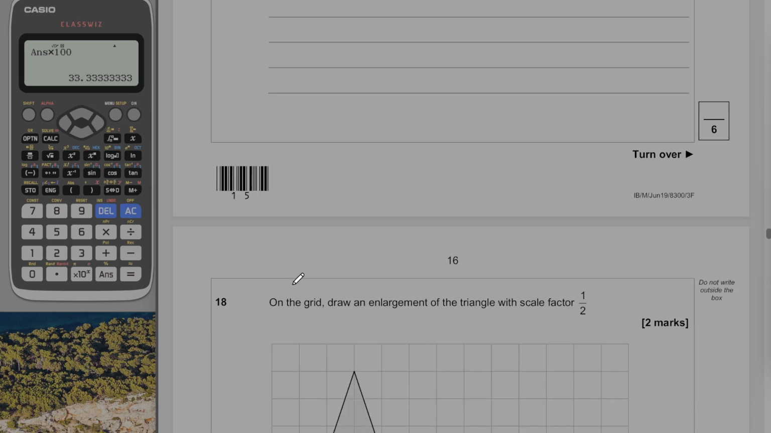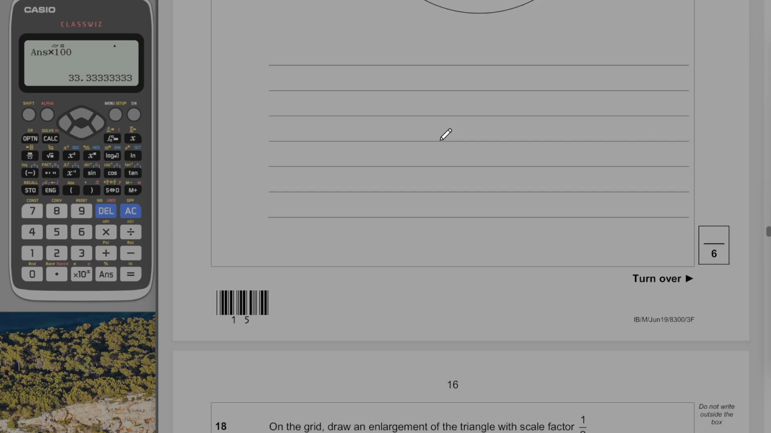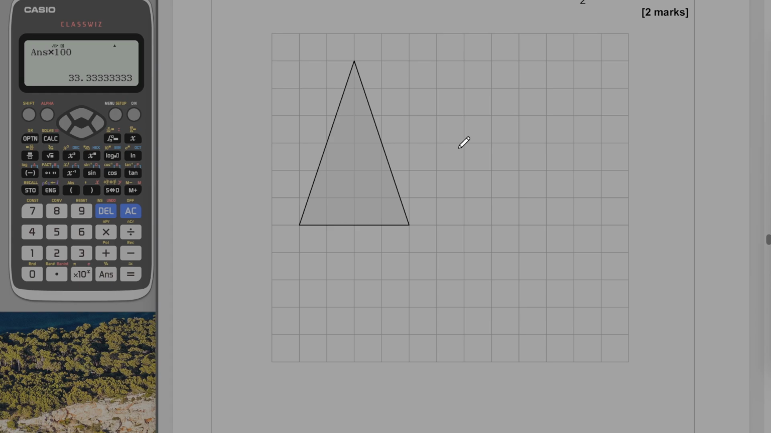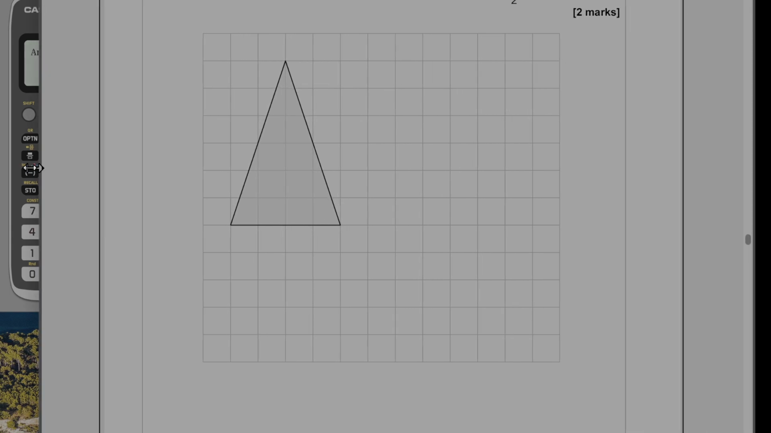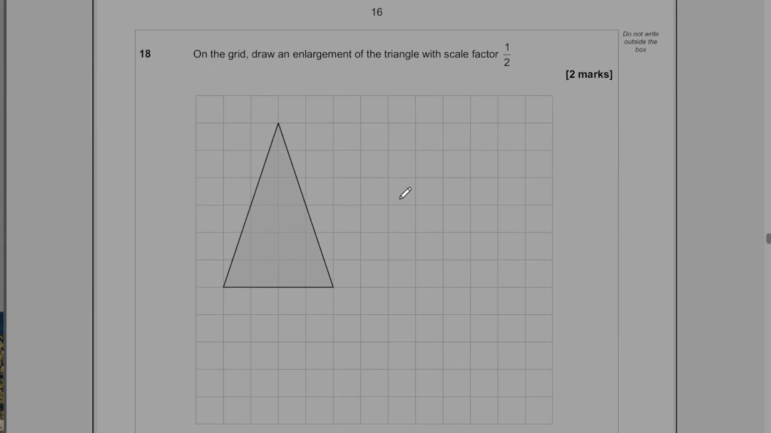Okay, question. So I've obviously drawn the pie chart separately. Question 18, on the grid, draw an enlargement of scale factor a half. We're not given a point of enlargement, which is absolutely fine. So we pick a point to start drawing our triangle, and then all of the dimensions are halved.